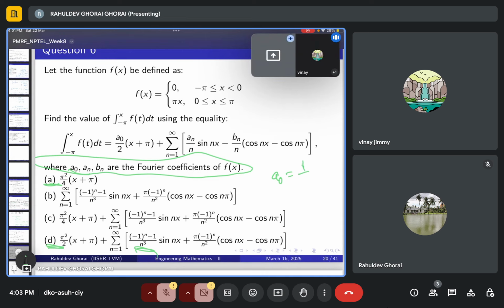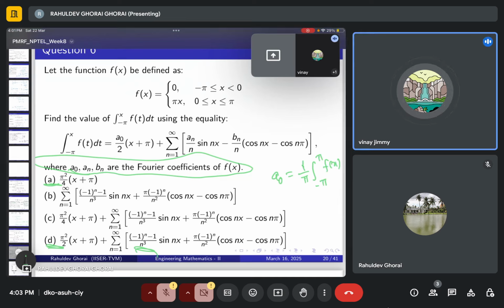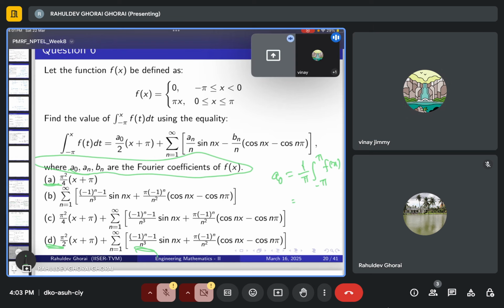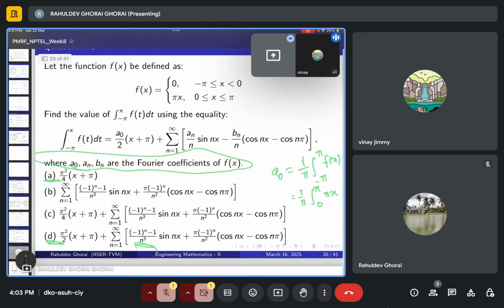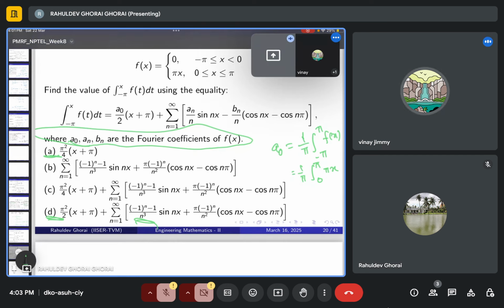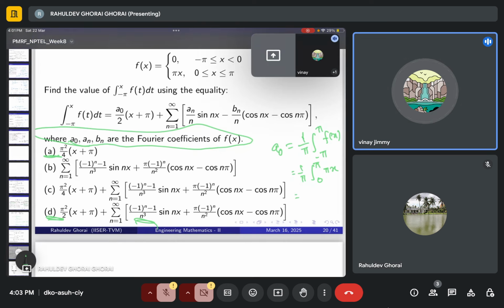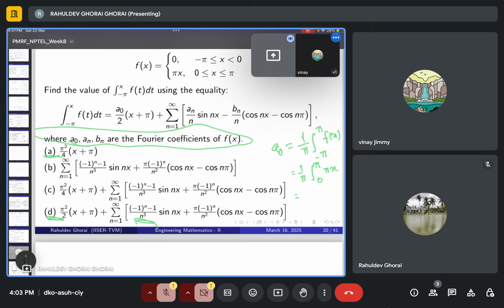A naught will be 1 over pi times the integral from minus pi to pi of fx dx. Then 1 over pi. So minus pi to pi will reduce to 0 to pi, right? Of pi x, because in the minus pi to 0 part it is 0, right? So you should not take that minus pi to pi. I have taken 0 to 2 pi, sir. Why 2 pi? 0 to pi it will be, right?